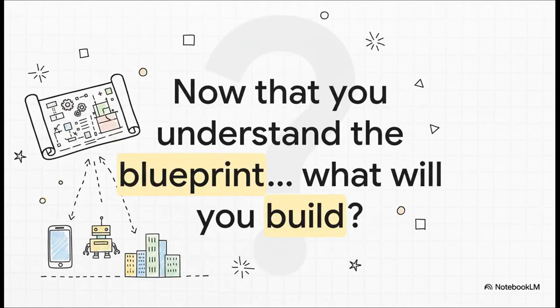So there you have it. We started with a simple question. How do you describe a phone to a computer? And we ended up with one of the most important concepts in modern software. Just remember, the class is the blueprint, the object is the real thing you build from it. It's an incredibly powerful way to model the real world in code, which, of course, leaves just one final question for you. Now that you understand the blueprint, what are you going to build?